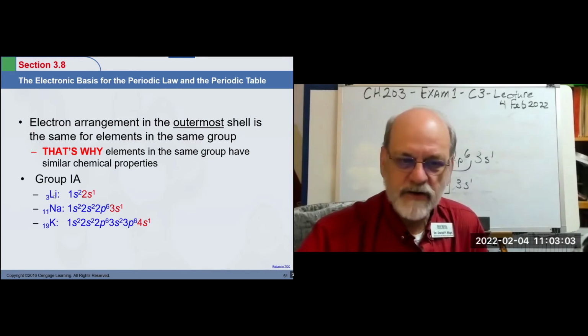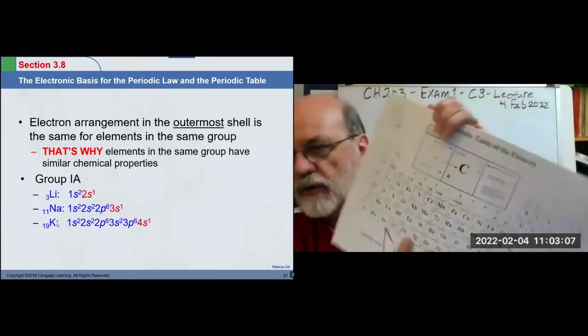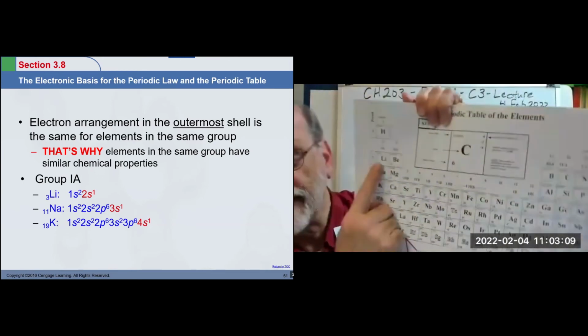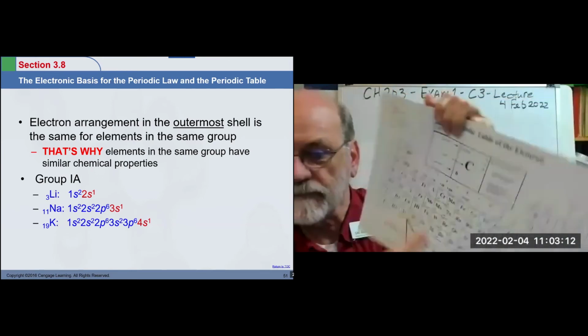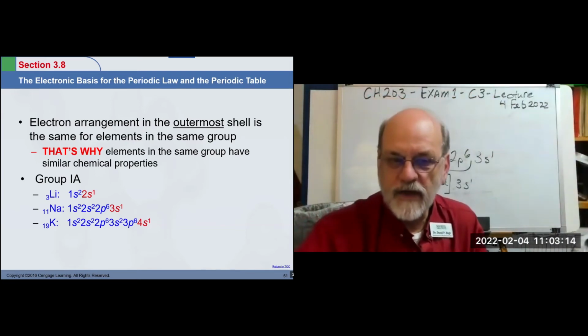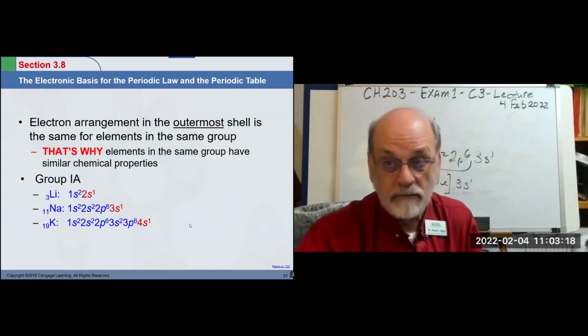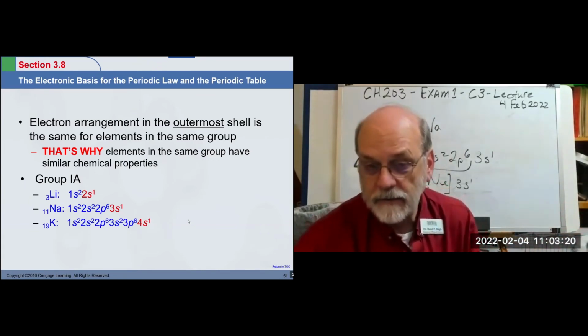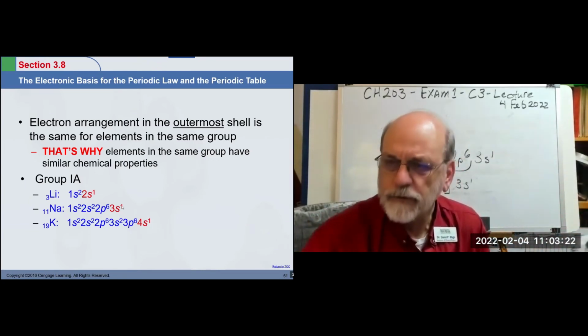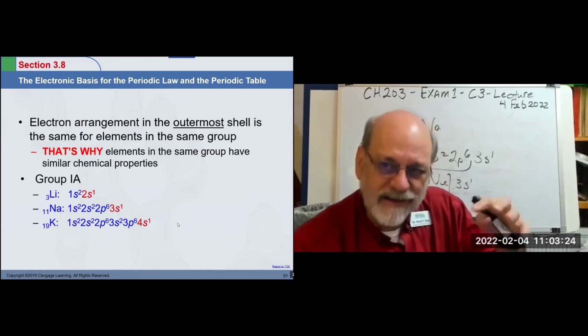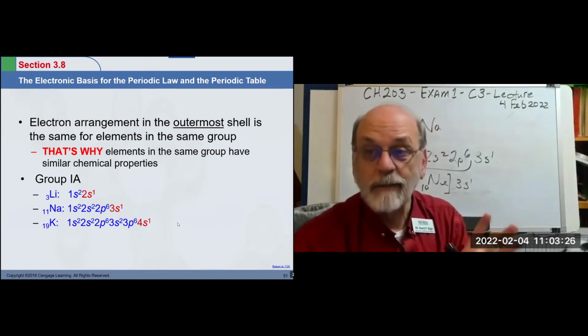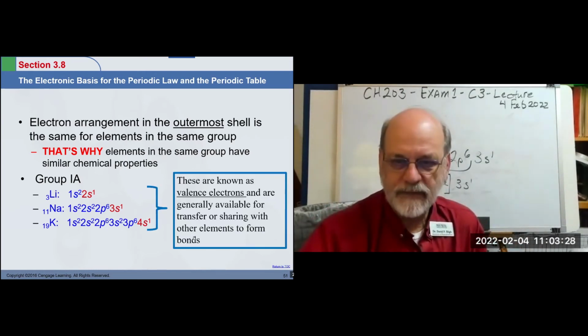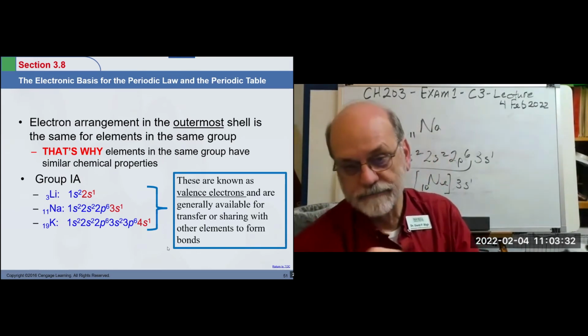Okay, here's an example. Lithium, sodium, potassium. Right? They're in the same group. Notice that their outermost shell is s1, s1, s1. That's why they behave similarly. But these are at different energy levels, so they're not exact. They're just similar. And those are the valence electrons.